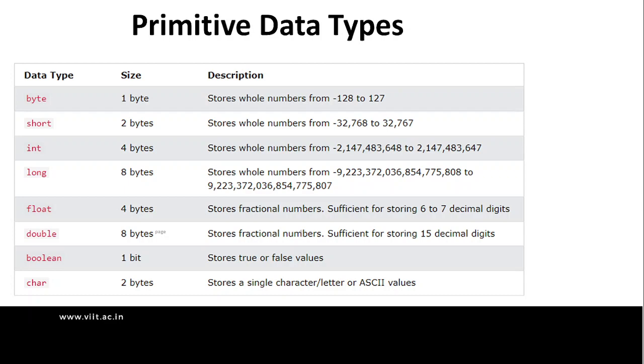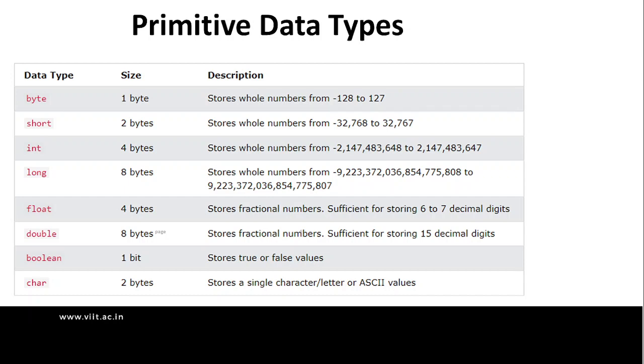Long takes 8 bytes and stores whole numbers in a very huge range, approximately minus 9 times 10 to the 18 to plus 9 times 10 to the 18. This is about whole numbers. Now we will see fractional numbers. To store a fraction, we have two options. First is float and another is double.